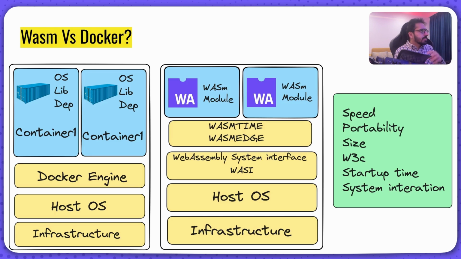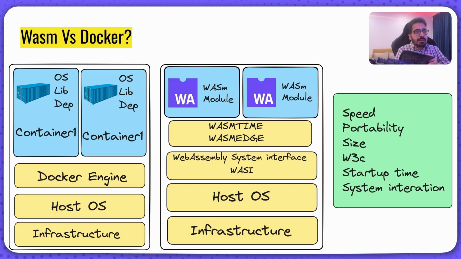So as you can see, Docker is installed on your host operating system. So basically you have your infra and you have your host operating system. On top of that, you install Docker engine, and then you have your applications with their libraries and dependencies deployed as containers. On the other hand, when we talk about WebAssembly, you have the infrastructure, host operating system, and then you have the Wasm runtime, WasmEdge, Wasmtime, etc. And then you are running the WebAssembly module. Any interaction with the host is done using the WASI layer, which is the WebAssembly System Interface. So that's how it is done. So let's try to compare it.